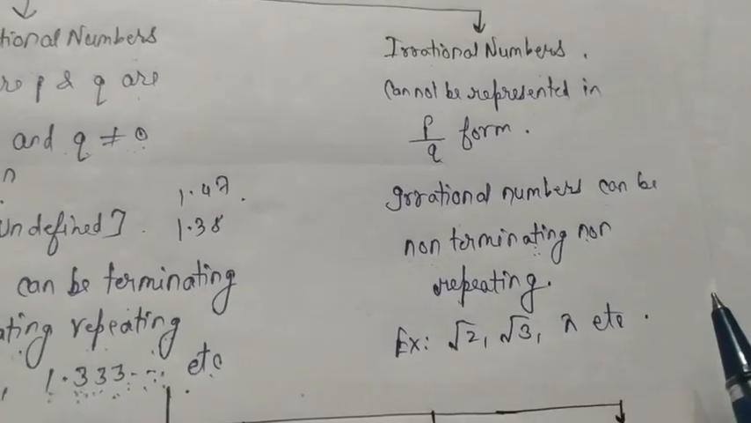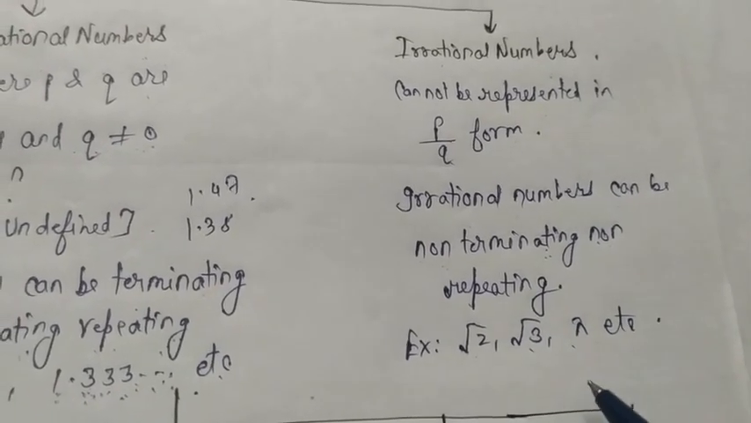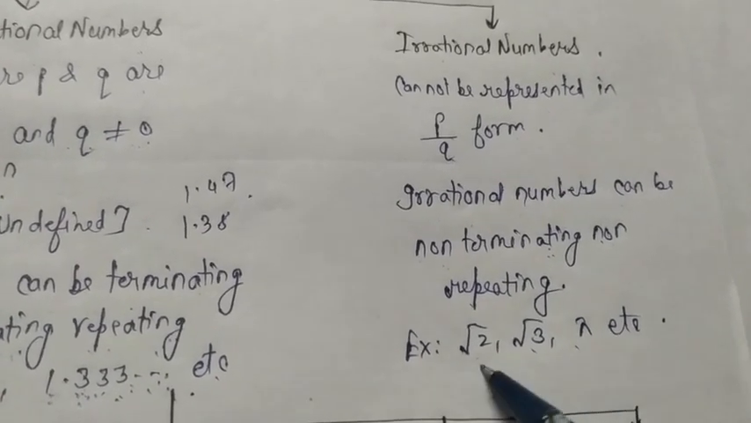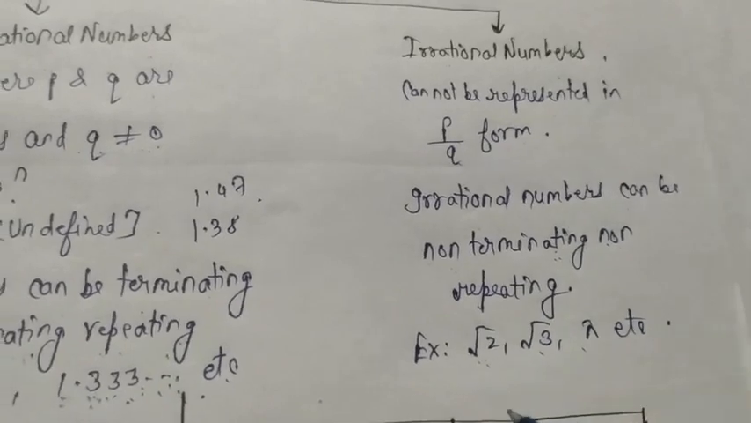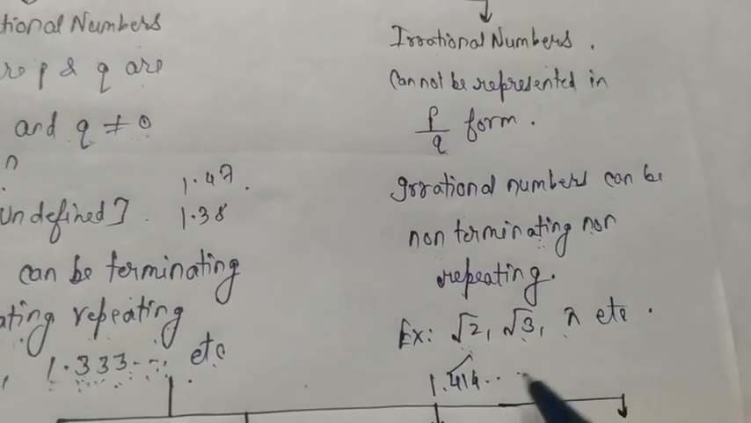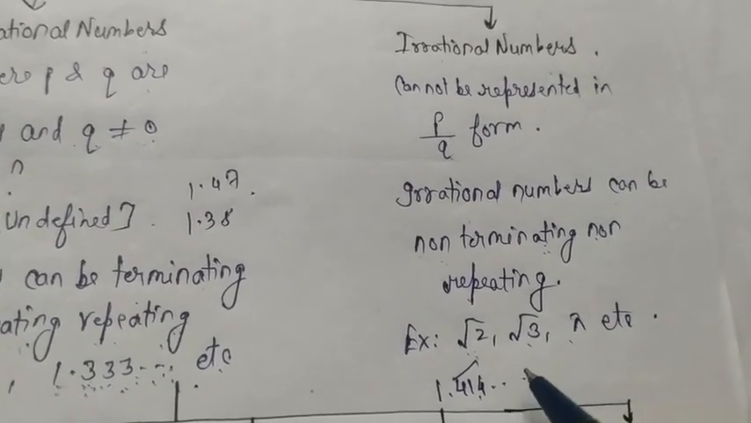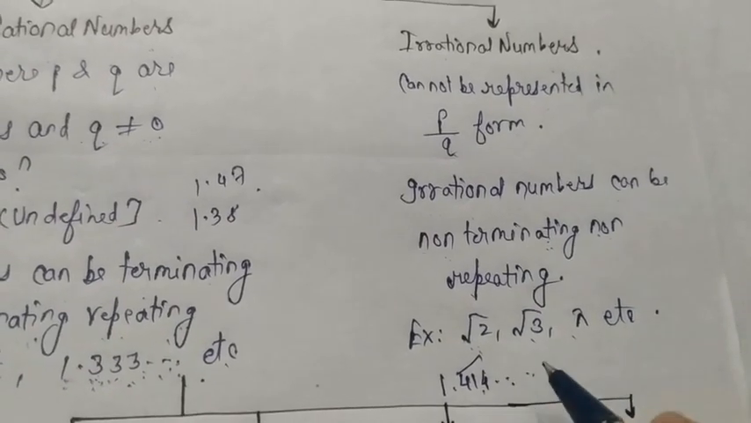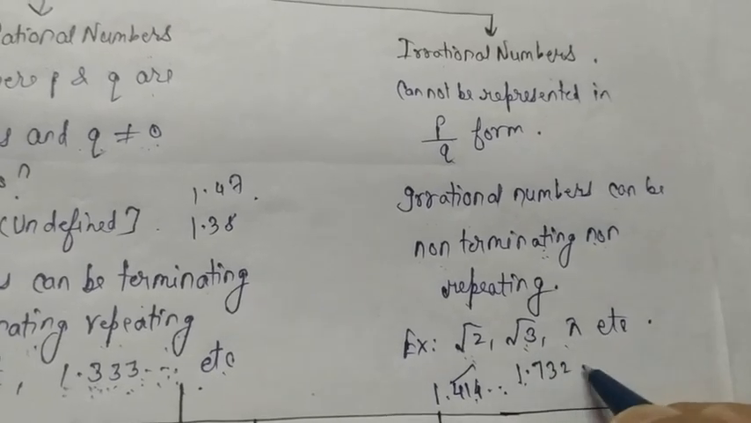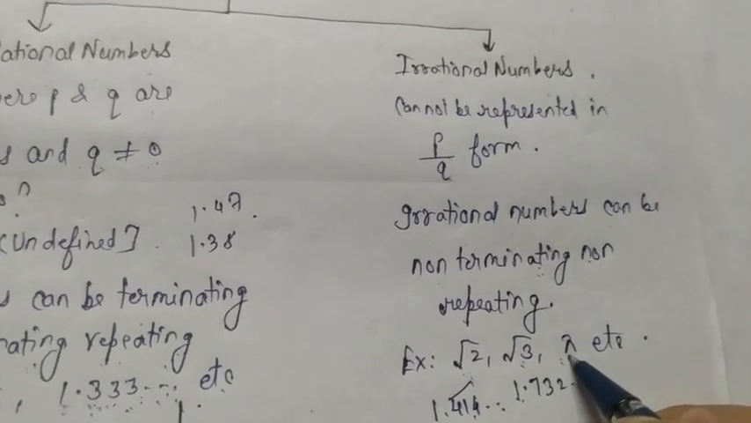So examples of irrational numbers are under root 2, under root 3 and pi. Now if you ask me, sir, what is the value of root 2? The value of root 2 is 1.414 dot dot dot, means in under root 2 no particular digit is repeating up to infinite. Similarly in the case of root 3 also, that is 1.732 dot dot dot, and pi is also an irrational number.